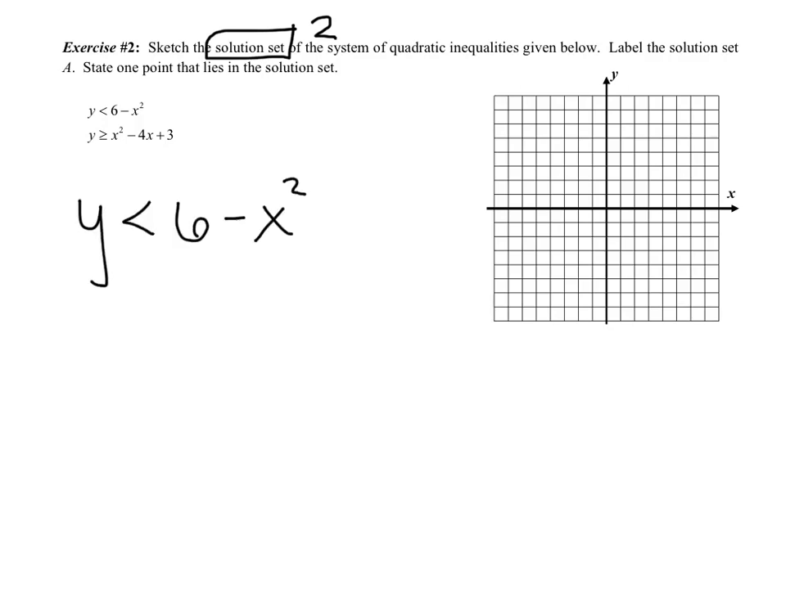Okay, y is by itself. That's my first check. So go to your calculator, type in 6 minus x squared. Bring up your table, and let's plot some points. So pause it and start typing that in and plotting your own points.